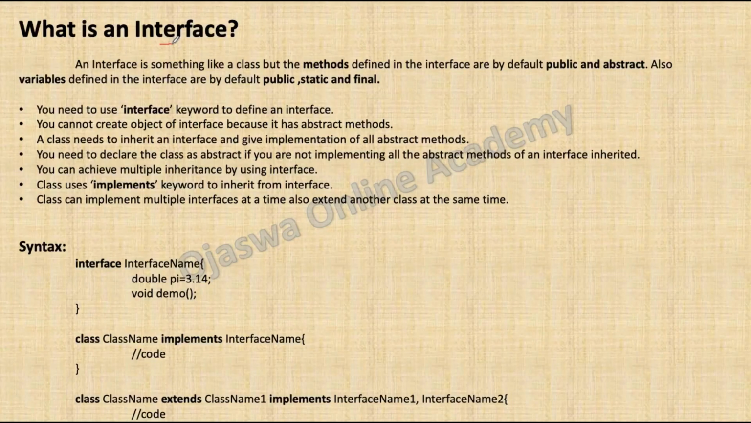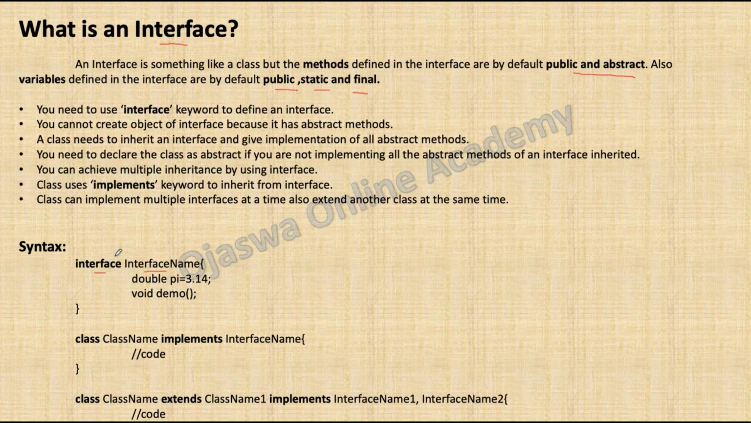Interfaces. What is an interface? An interface is something like a class, but the methods defined in the interface are by default public and abstract. Also, variables defined in the interface are by default public, static, and final. What does this mean? Syntax for defining an interface is interface keyword followed with an interface name, and inside the braces you write the code for the interface.